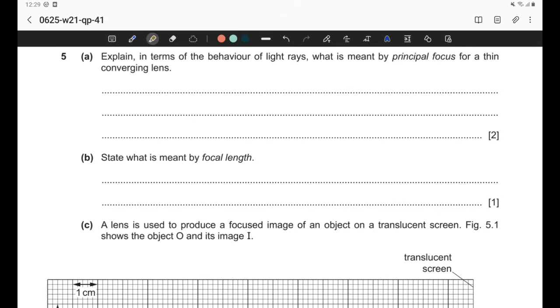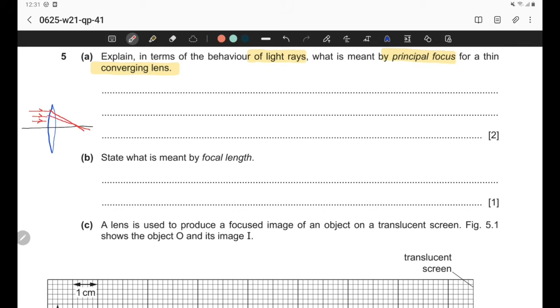Question 5, Part A. Explain in terms of the behavior of light rays what is meant by principal focus for a thin converging lens. So if we have a thin converging lens and a principal axis passing through the center of the lens, principal focus is a point where all the parallel rays will meet after passing through the lens.